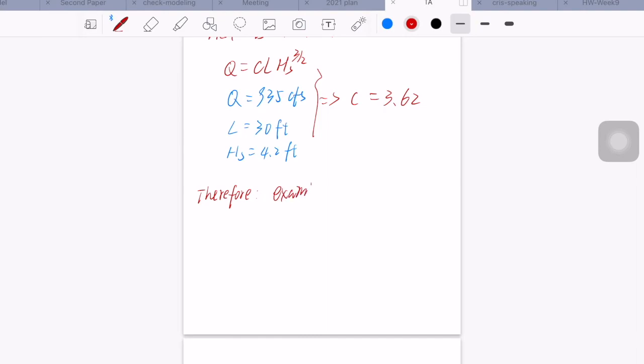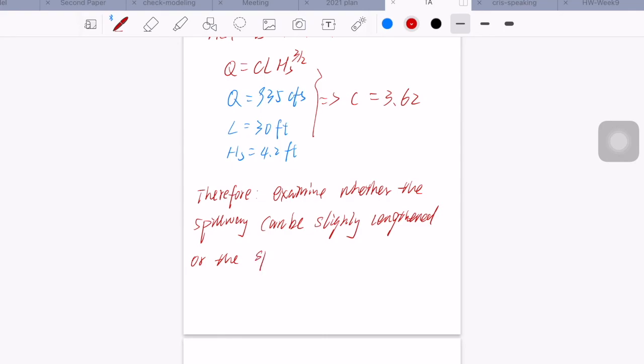Examine whether the spillway can be slightly lengthened, or the spillway coefficient can be improved to increase the flow. So now we solved this problem.